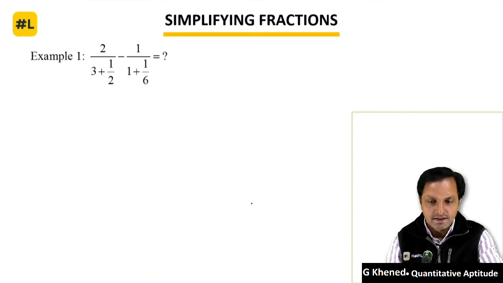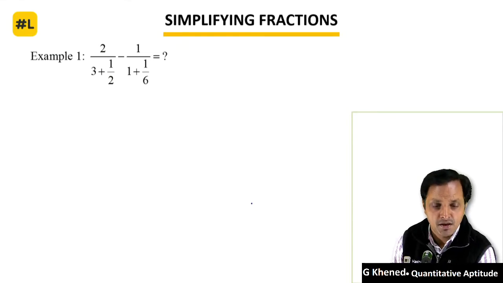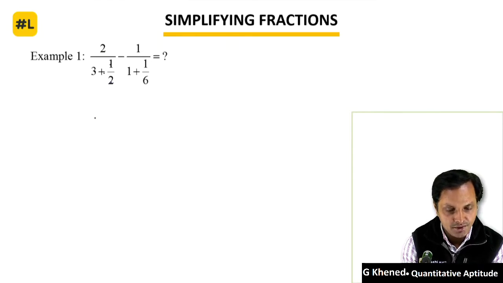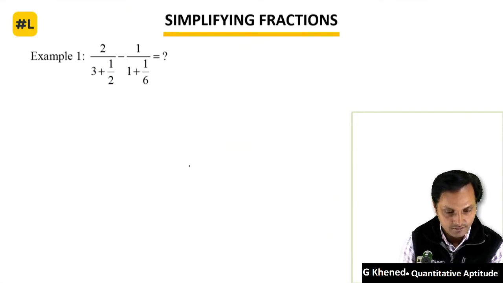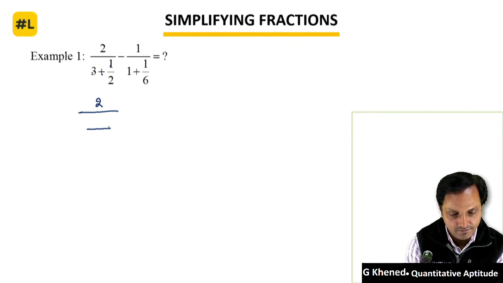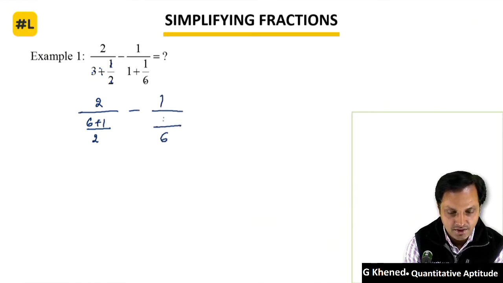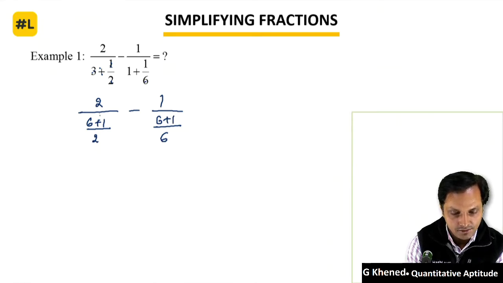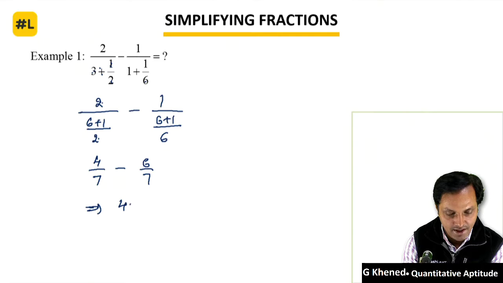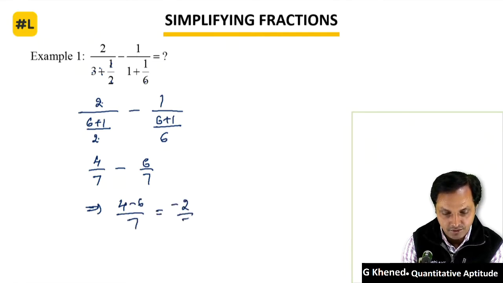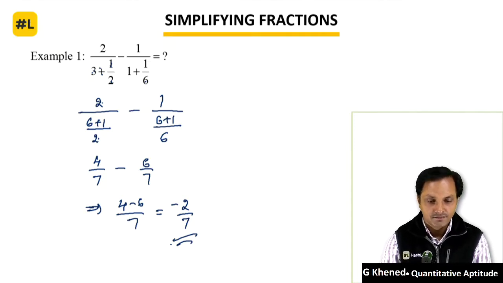So let me simplify a fraction by taking an example. Here is example number 1 where we are going to simplify the fraction. The fraction is in the denominator. What you can do here is 3 plus 1 by 2, you need to take the LCM. The LCM is 2, 3 into 2 is 6, 6 plus 1. If you simplify, this will give you 4 divided by 7, because the numerator is 2, the denominator will go to the numerator, 4 by 7 minus 6 by 7. This will give you 4 minus 6 by 7, which is minus 2 by 7.